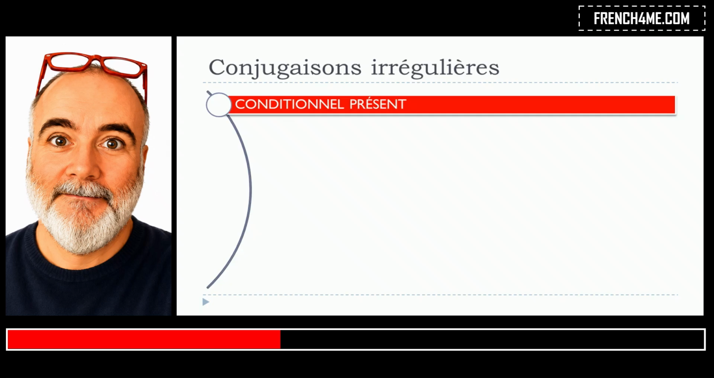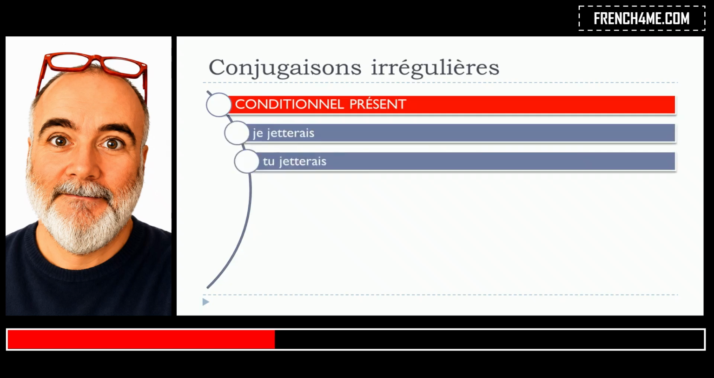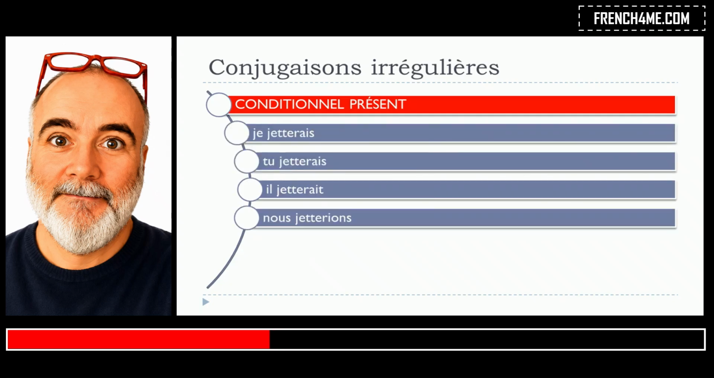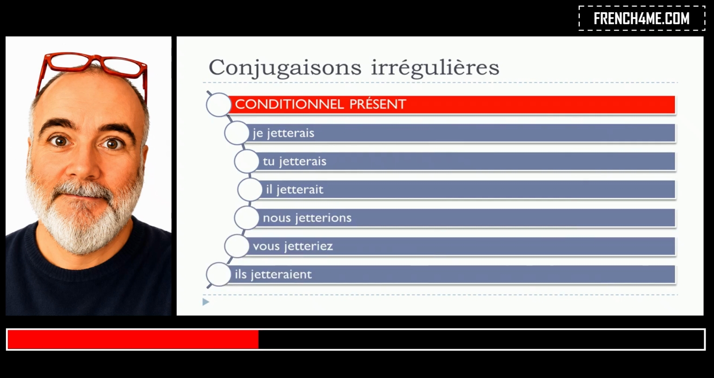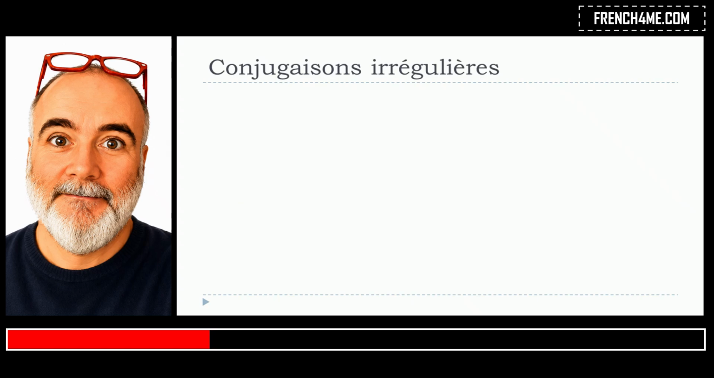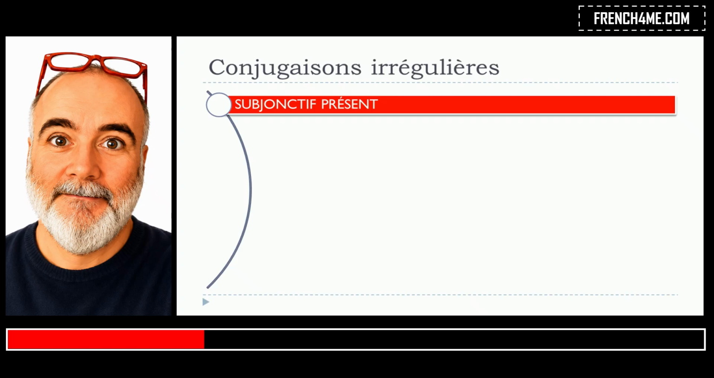And then for the conditionnel présent form: je jetterais, tu jetterais, il jetterait, nous jetterions, vous jetteriez, ils jetteraient. Exactly the same modification, and as for the future, it will affect all the persons. So you double your t here, okay, and you get je jetterais, tu jetterais, il jetterait, nous jetterions, vous jetteriez, ils jetteraient. Okay, and let's see now how le subjonctif présent will be affected.